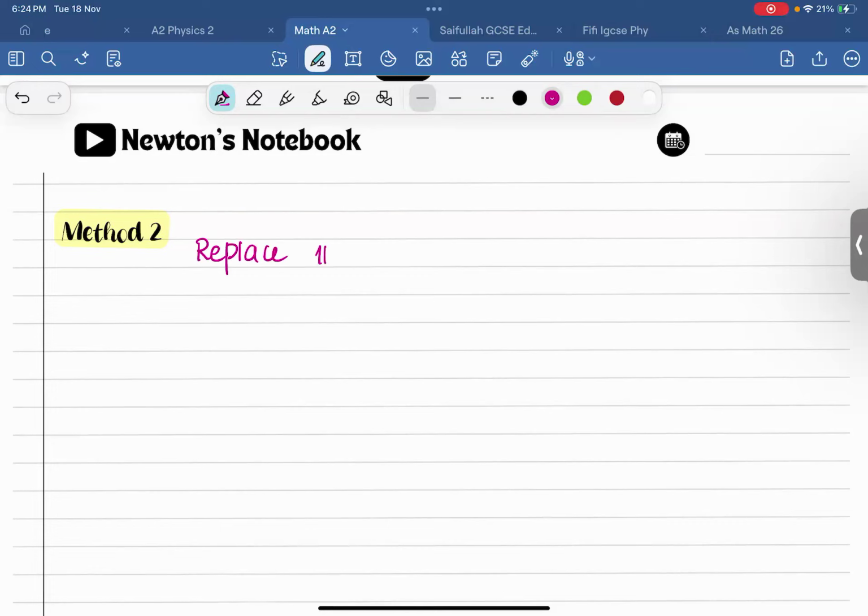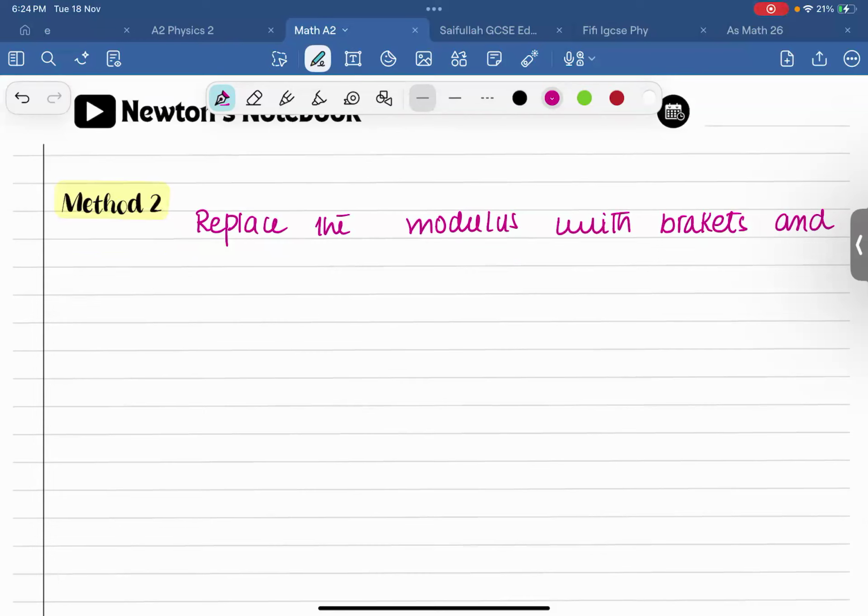Okay, so we are saying that method 2 says: replace the modulus with brackets and put plus and minus sign at any side, right?